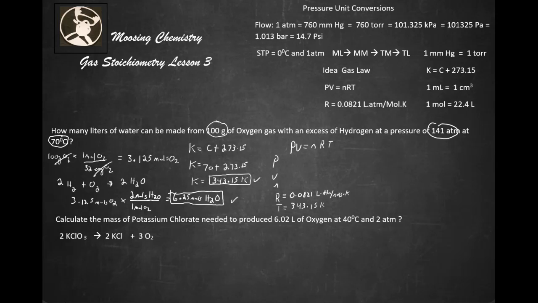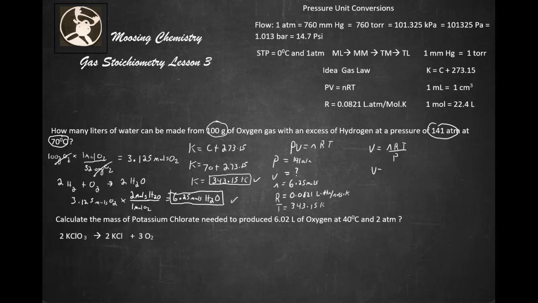All right. We have our number of moles, which is 6.25. So that's where that information comes in. All right. Our pressure is 141 atm, and our volume is unknown. So all we have to do now is isolate for V. These problems can get pretty intense. V equals nRT over P.